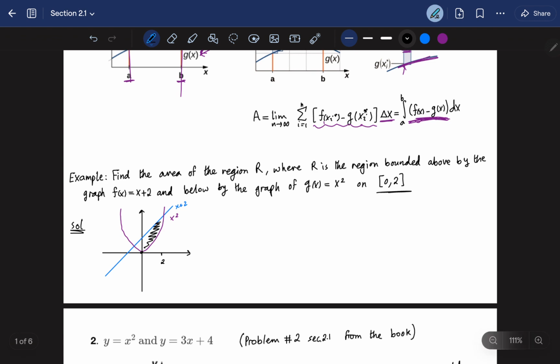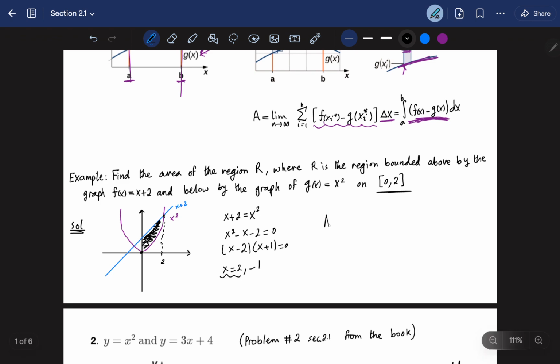Now let's make sure that the 2 is in fact the point of intersection here, because it could easily be here. To do that, you always find the points of intersection by equaling the two functions. If you factor it, so 2 is in fact this point of intersection. So perfect. Now I have this area to be my region R.